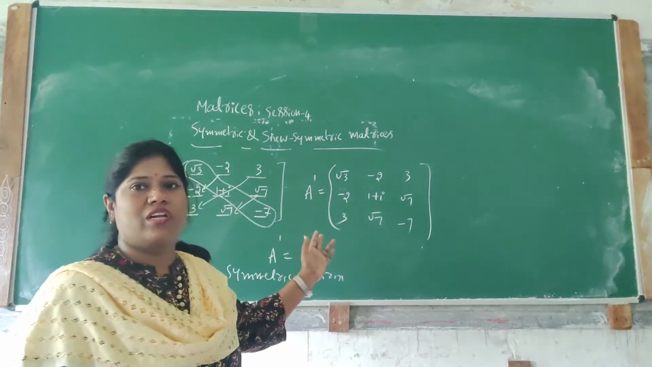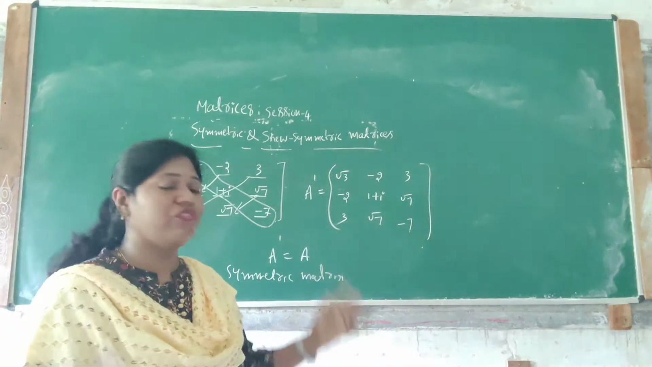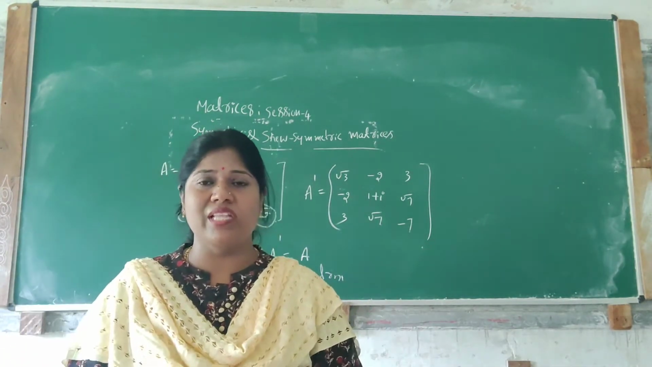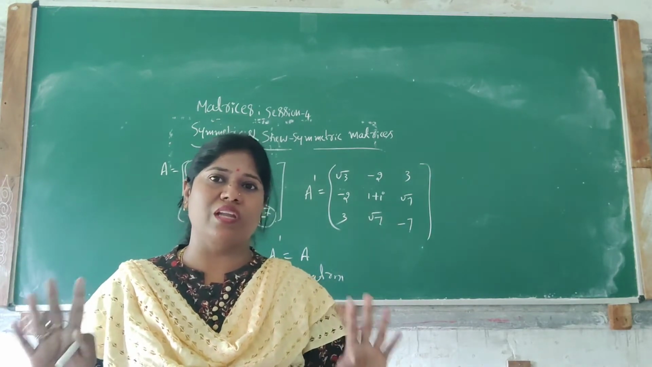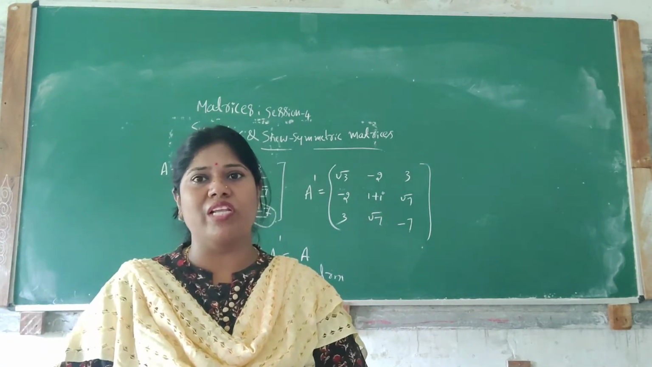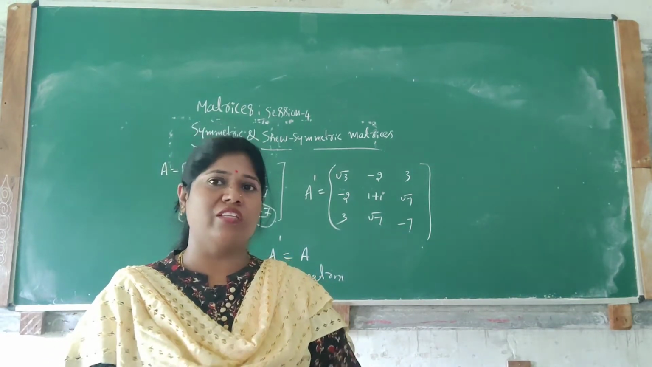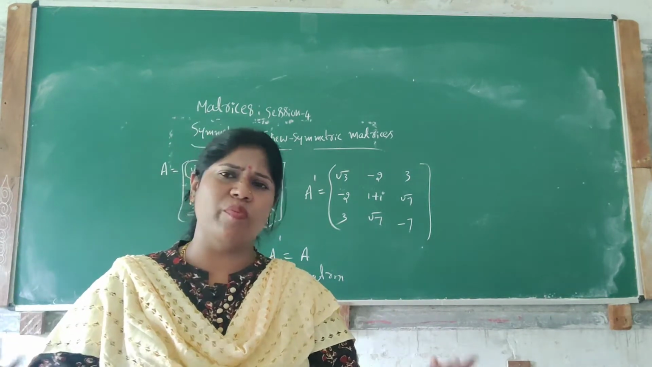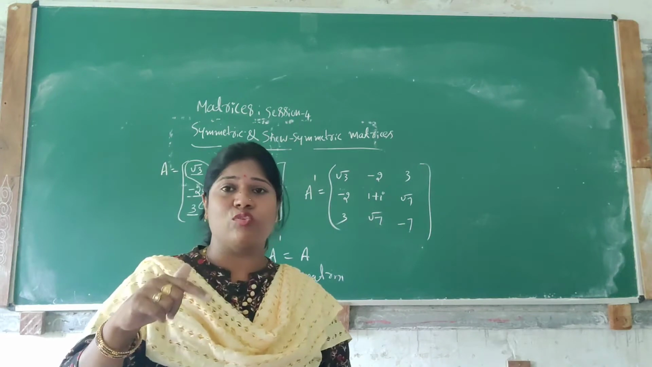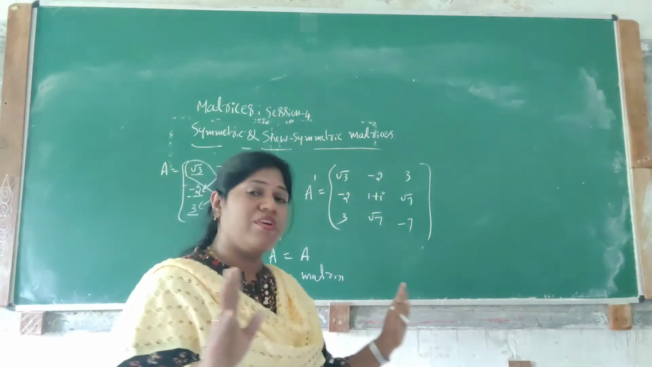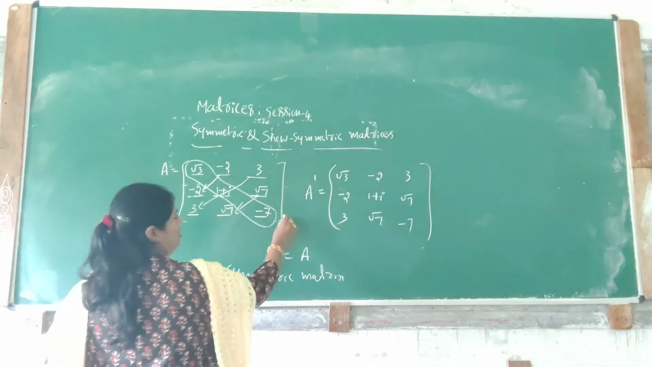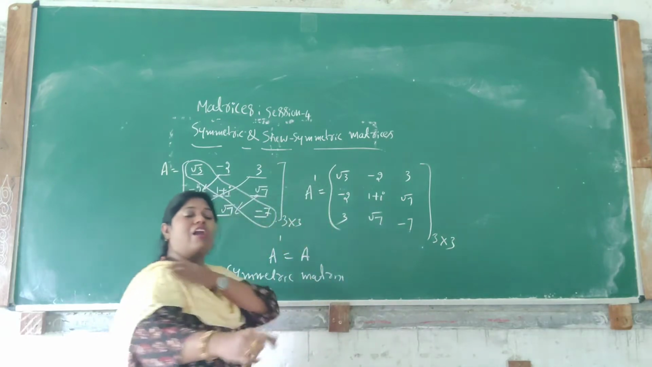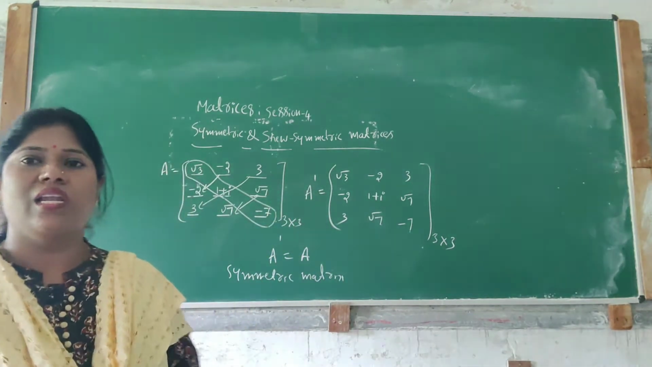The problem will come for 3 parts. According to this, we have to know the definition first. What is the definition of a symmetric matrix? It is a square matrix. A square matrix means the number of rows is equal to the number of columns. There are so many orders of a matrix: 1 cross 3, 2 cross 3, 3 cross 2, 1 cross 5. But it is a square matrix, so the number of rows should be equal to the number of columns. Here 3 cross 3, here also 3 cross 3. The order should be the same.